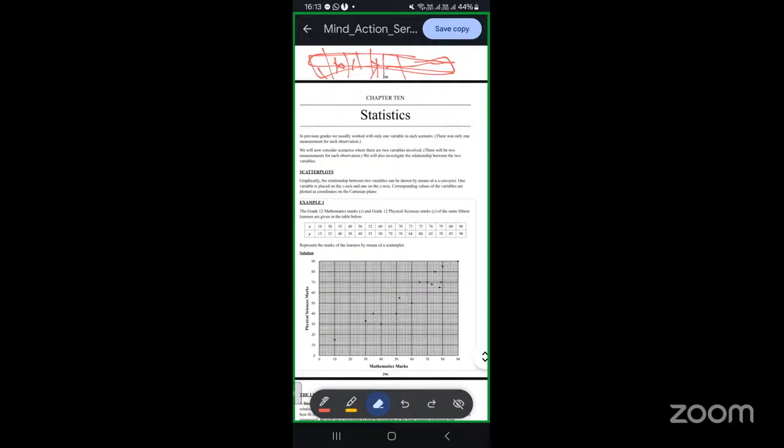Okay, they give us something about grade 12. They are saying the grade 12 mathematics marks. The X part represents the mathematics marks. And then grade 12 physical sciences marks. That Y now represents the marks of physical sciences.